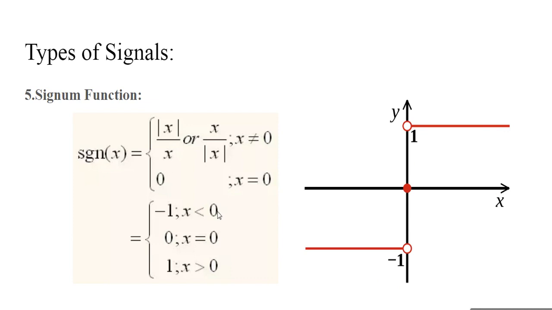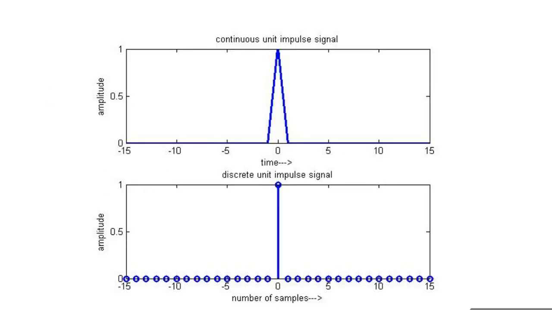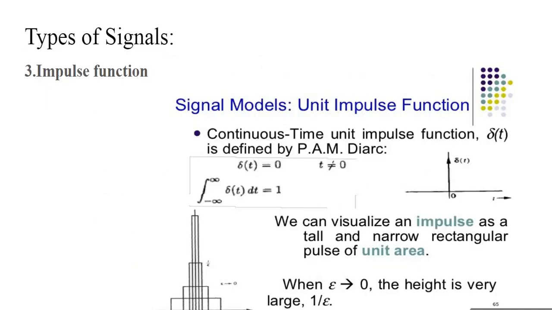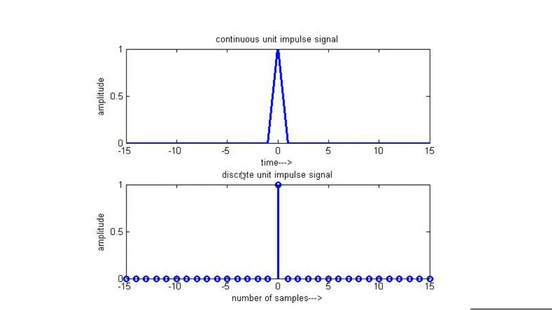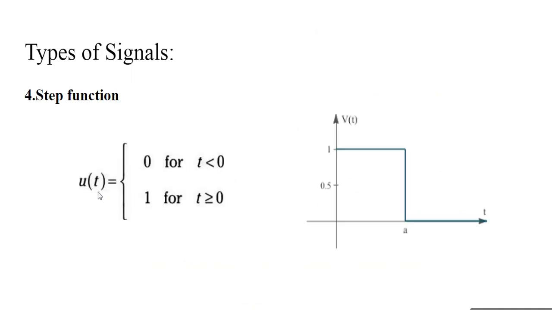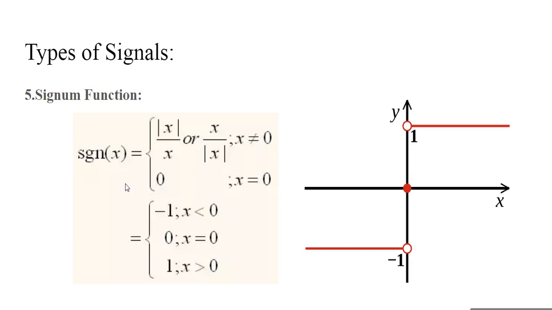Mathematically we can write it as signum of x. It is noted with sgn of t or x. So impulse is noted with del of t, as we can see here, whereas step is noted with u of t. So sgn of t, which is called the signum function, has amplitude minus 1 when time is a negative value. Its value is 0 when t equals 0. Its value is 1 when time is greater than 0. So this is the signum function.